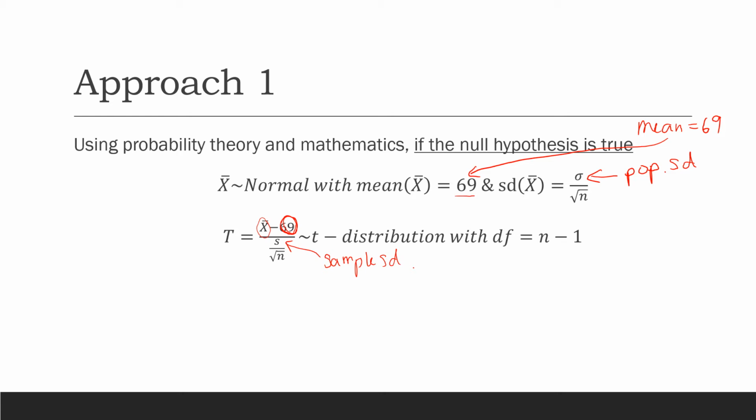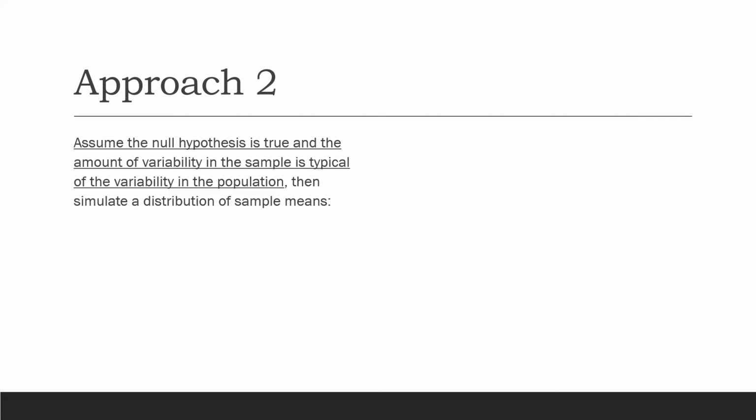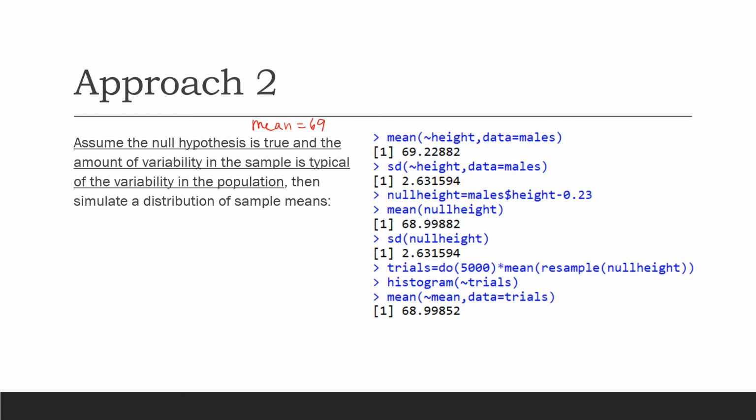Now, the other approach we have is using simulation. So I'm going to assume that the null hypothesis is true. And remember, that would mean that the mean is equal to 69 inches, and that the amount of variability in the sample is typical of the variability in the population.